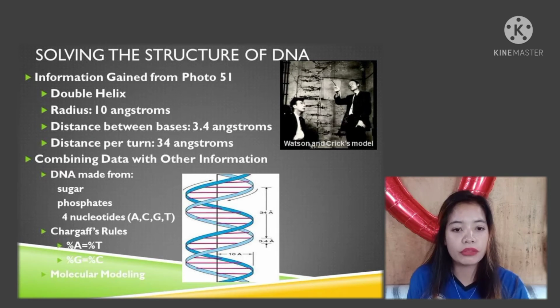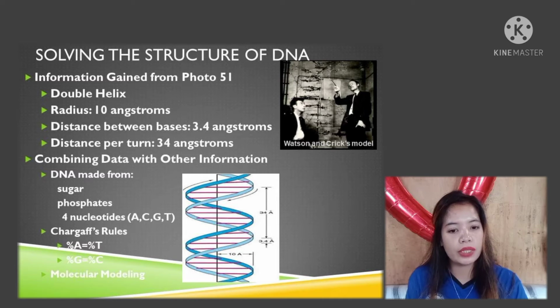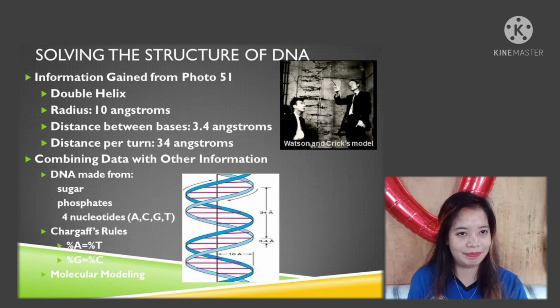Information gained from Photo 51: double helix, radius 10 angstroms, distance between bases 3.4 angstroms, distance per turn 34 angstroms. Combining data with other information: DNA is made from sugar, phosphates, and 4 nucleotides, C, A, G, and T. Chargaff's rules: A equals T, G equals C. This is the molecular modeling.